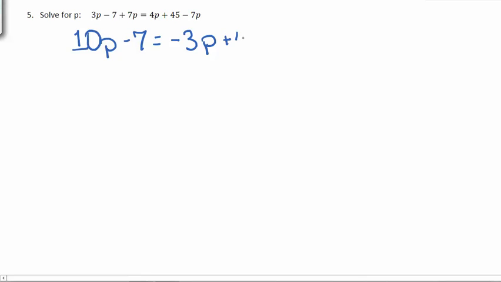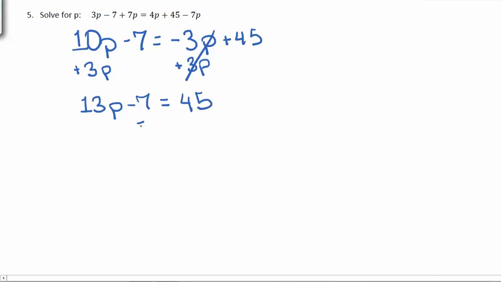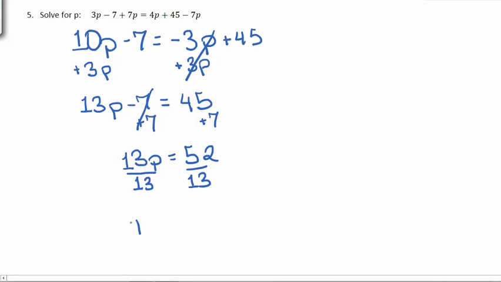Number 5 wants us to solve for p. So the first step would be to combine like terms. 3p plus 7p is 10p minus 7. 4p minus 3p, or minus 7p is negative 3p plus 45. Let's get the p's on the same side, and I'll do that by adding 3p, just to eliminate dealing with negatives. On the left, we now have 13p minus 7, and on the right, we have 45. We can then add 7 to both sides to get the numbers or the constants on the same side. On the left, we're left with 13p, and on the right, we have 52. Dividing both sides by 13 then gives us that p is equal to 4.